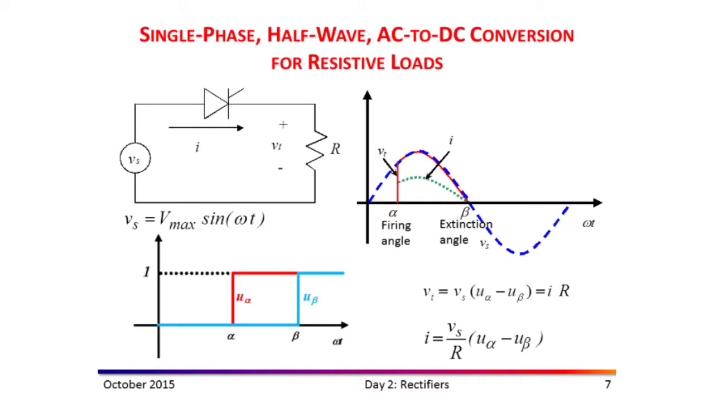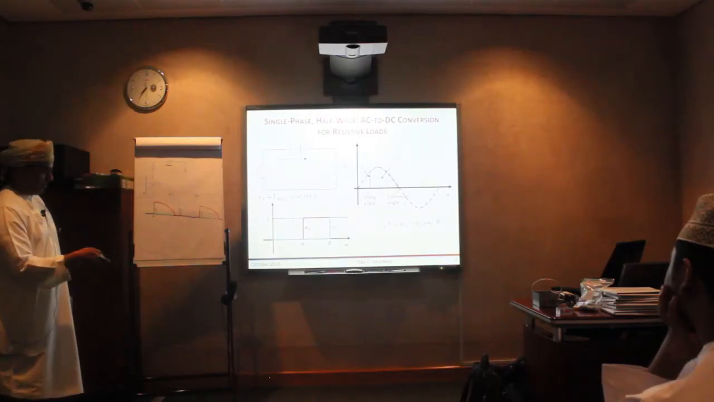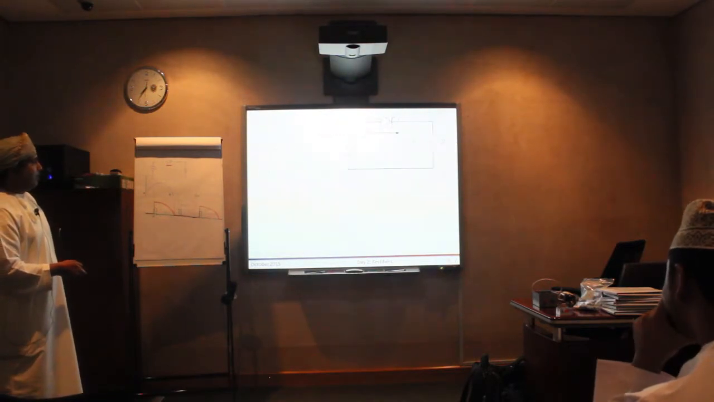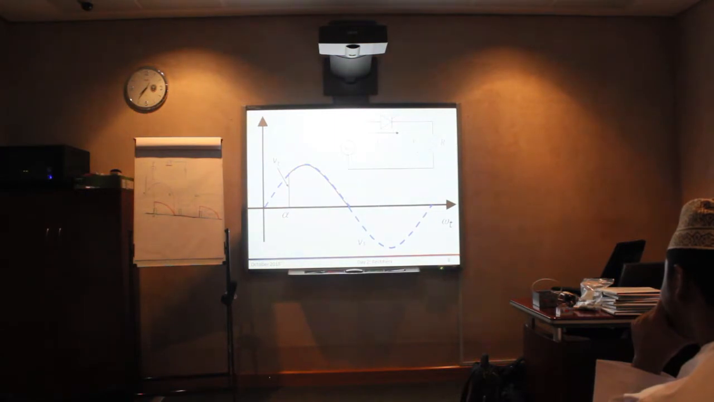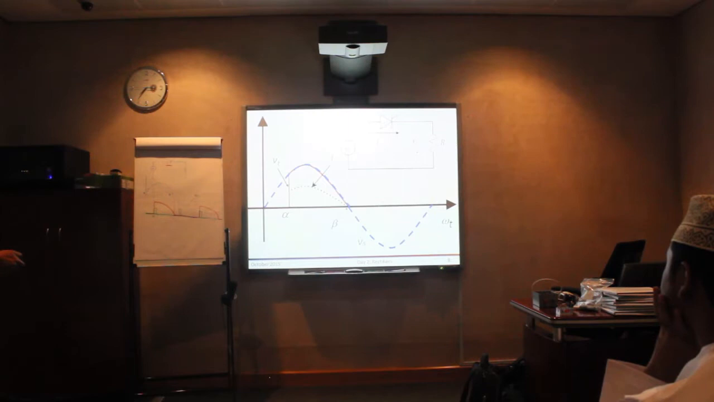So in this case, I will get Vs multiplied by that function. I will get the value of that voltage during the on period, from alpha to beta, from this one to that one. So this is the output, and this is the current. If you would like to calculate the current, it's the ratio, right? Because it's resistive, you just divide V over R and you will get the current.